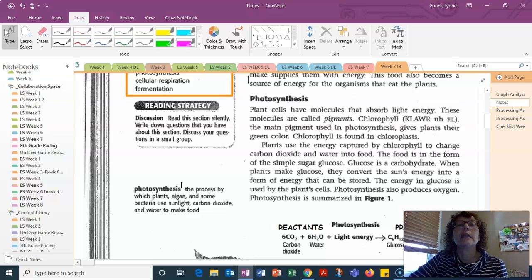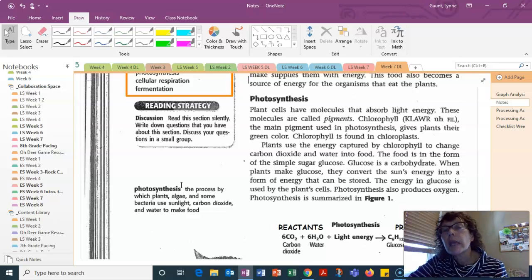It says this: plant cells have molecules that absorb light energy. These molecules are called pigments. Chlorophyll, say that, chlorophyll is the main pigment used in photosynthesis. It's what gives plants their green color. Chlorophyll is found in chloroplast. Next paragraph. Plants use the energy captured by chlorophyll to change carbon dioxide and water into food.